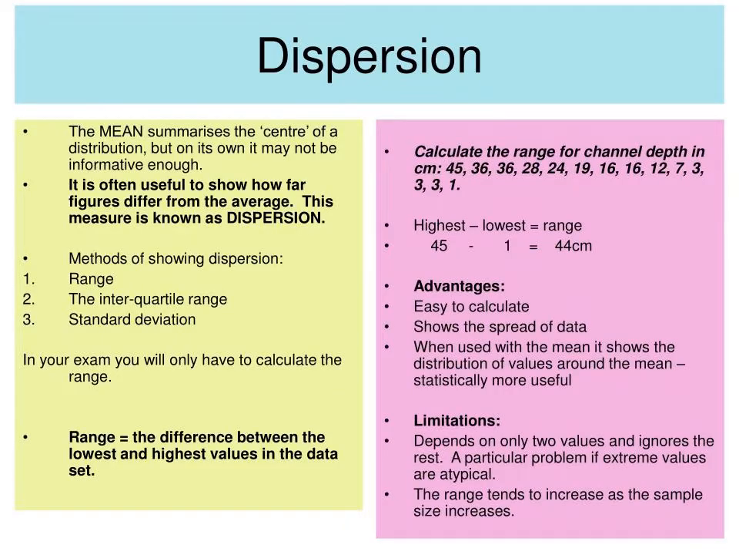What is dispersion? Basically, the mean summarizes the center of the distribution, but on its own it may not be informative enough. Dispersion is often used to show how far figures differ from the mean. There are many types of dispersion: low dispersion, wider dispersion, and closed dispersion. We can measure dispersion through the range, the interquartile range, and the standard deviation.